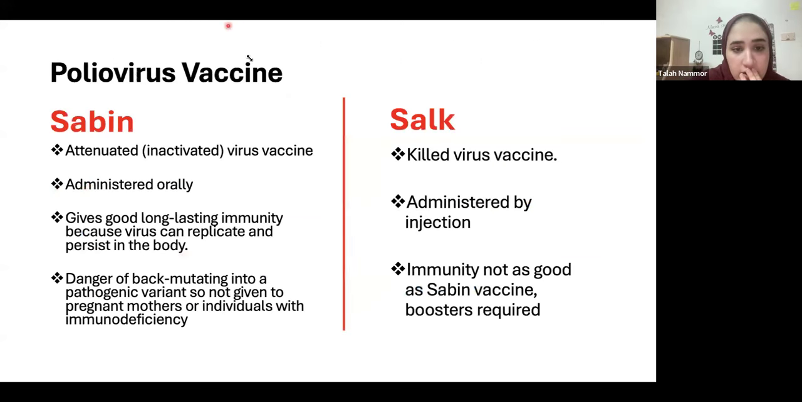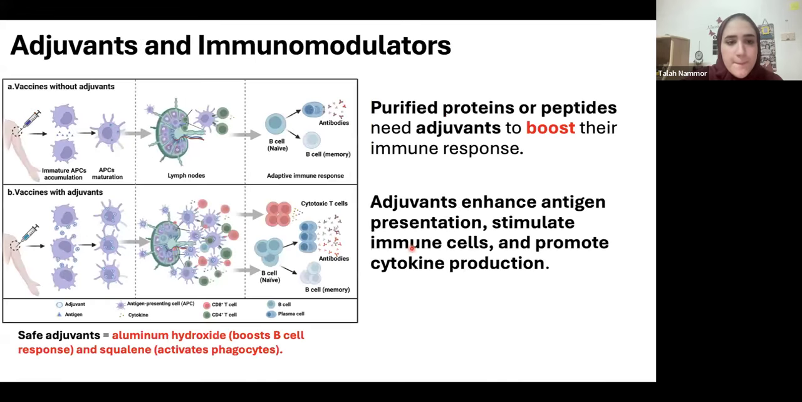A very important example is the poliovirus vaccine. We have two kinds, the Sabin and the Salk. Sabin is attenuated, Salk is killed. Sabin is taken orally, and it's more effective and long lasting compared to Salk because it's attenuated. Salk is killed and is given by injection, and it needs boosters. Keep this in mind, guys. Killed viruses need boosters.